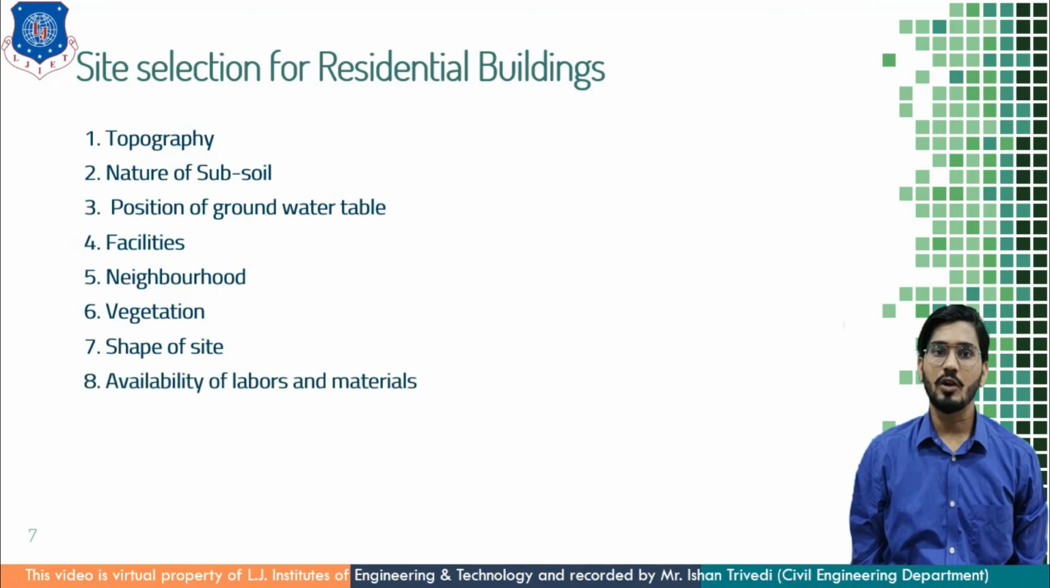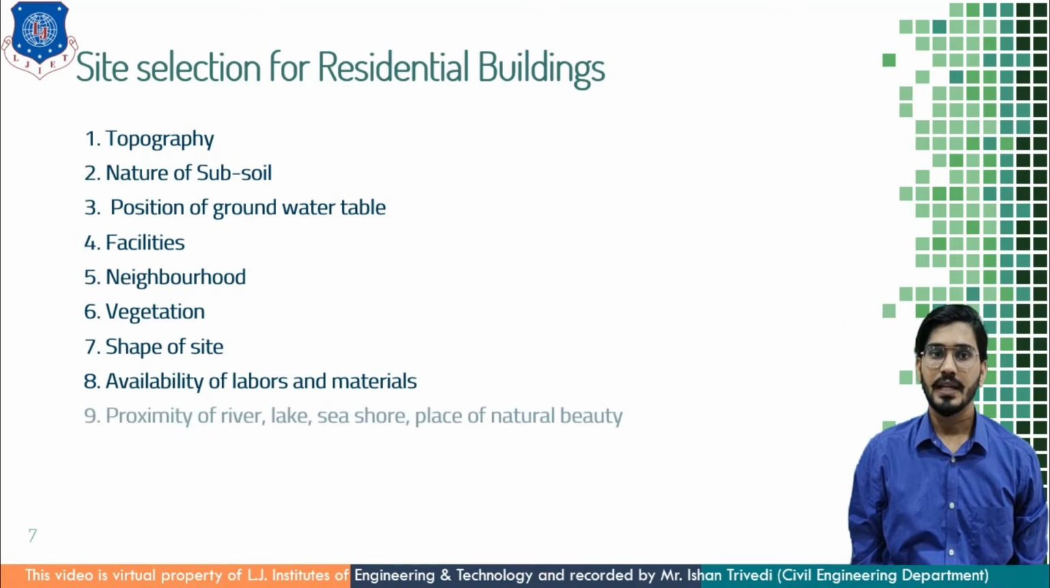Then availability of labor and materials. Good quality construction materials such as stones, brick, sand, aggregate, cement, lime, timber and water should be available nearer to the site. Next is proximity of river, lake, seashore, place of natural beauty.